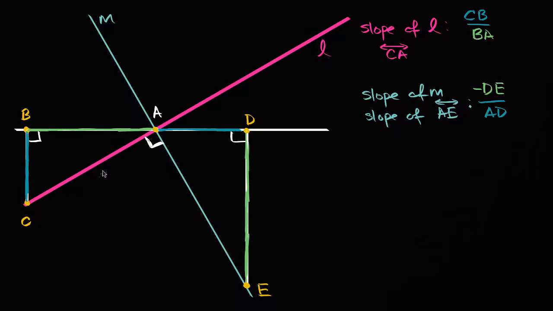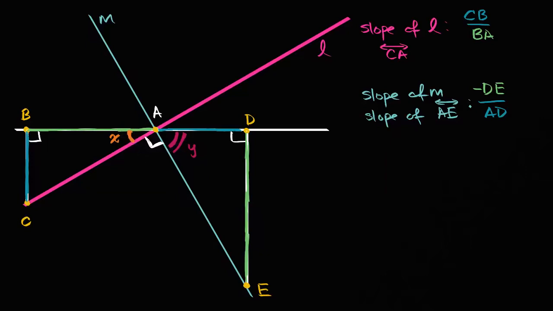So let's show that these two triangles are similar. Let's say that we have this angle right over here, and let's say that angle has measure x, just for kicks. And let's say we have this angle right over here, and let's say that it has measure y. Well, we know x plus y plus 90 is equal to 180 because together they are supplementary.